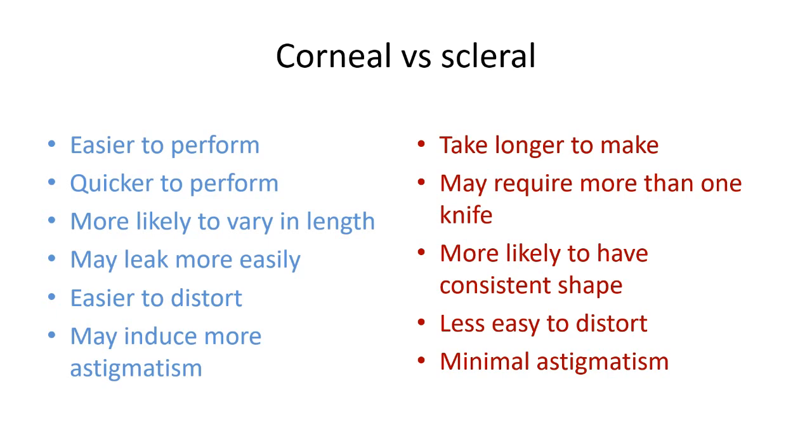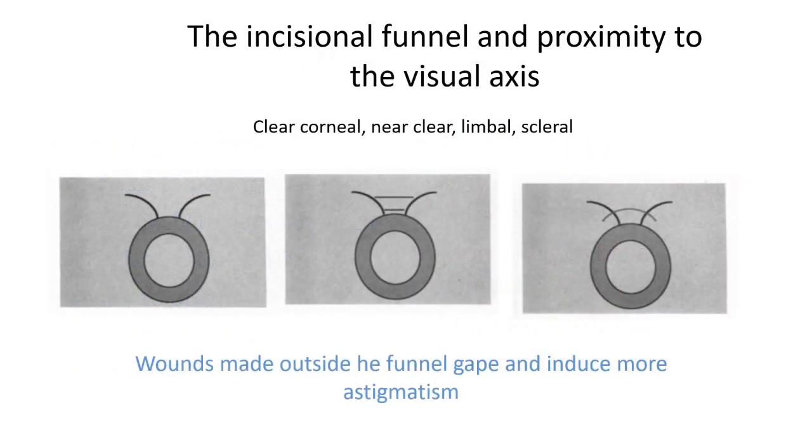Let's have a look at the incisional funnel and the proximity to the visual axis, and this applies to clear corneal, near clear, limbal and scleral incisions. You can see the funnel without any incisions on the left. In the middle you can see that the closer you get to the visual axis, the narrower your incision can be without inducing a lot of astigmatism. However, if you go outside the funnel, you'll get gape and induce much more astigmatism.